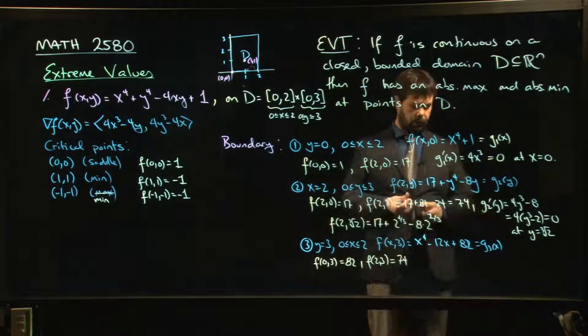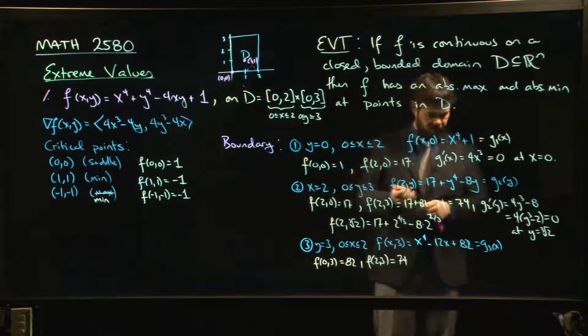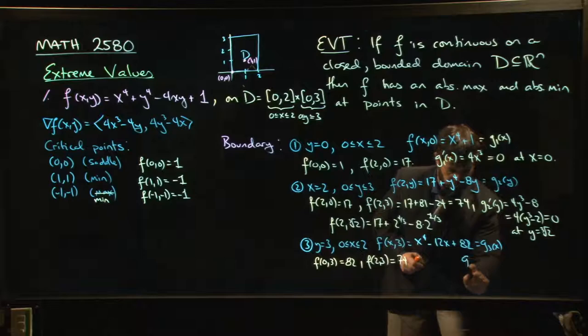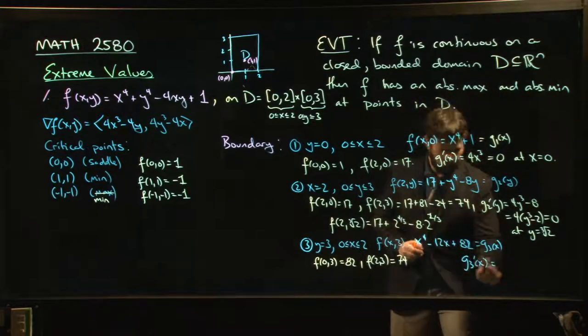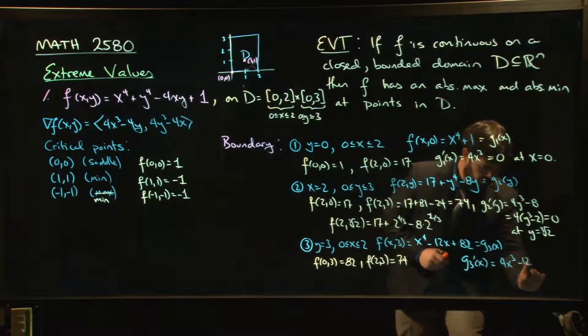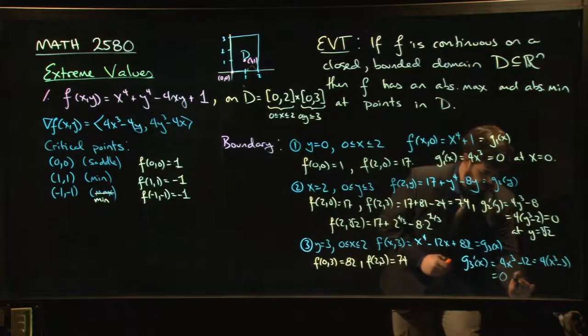And we've got to look for critical points. Might as well, right? Keep ourselves honest. Make sure we don't miss something. What's g3 prime? g3 prime is going to be 4x cubed minus 12. So 4 times x cubed minus 3. And that's going to be equal to 0 if x is the cube root of 3.